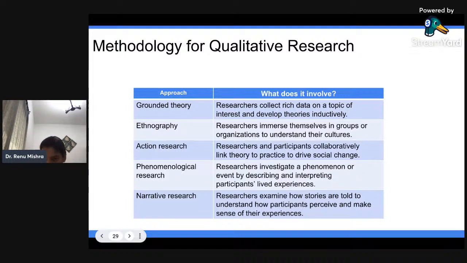Then comes phenomenological research. Okay. Now, again, the name is very rocket science type, phenomenological. The simple English term that comes to my mind is phenomena. Okay. So, simply understand, whenever the researcher is trying to understand a behavior or trying to depict a phenomenon, or why people behave in this particular manner in such events.